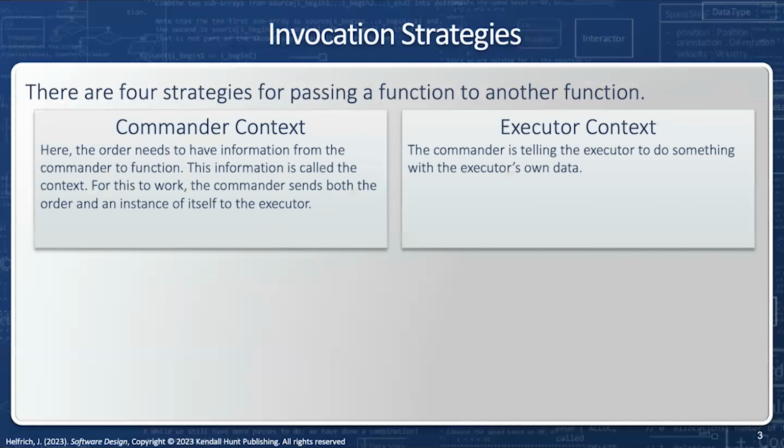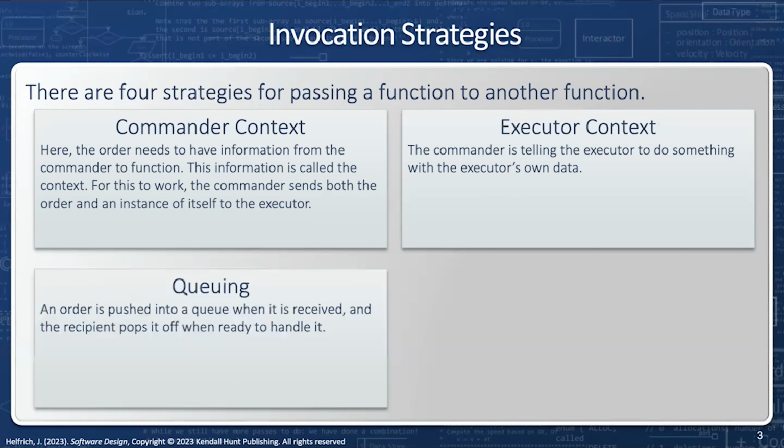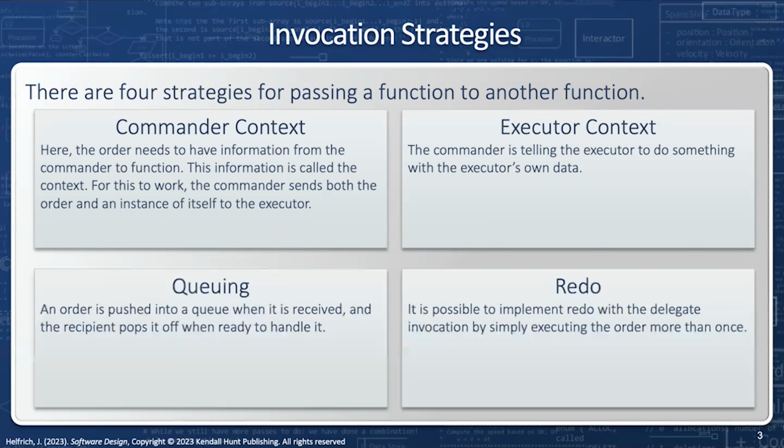The second is the executor context. When we send an order to the executor, the executor then sends itself as a parameter in the order. The third is queuing. In this case, the executor will collect many instances of orders and execute them at the correct time and place. And the final is redo. This allows the executor to carry out an operation more than once as the situation requires. Let's take a look at each of these in turn.